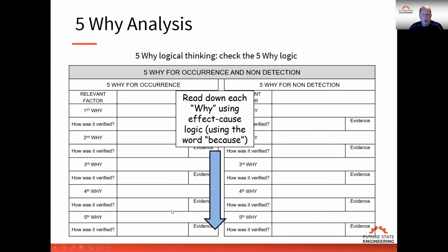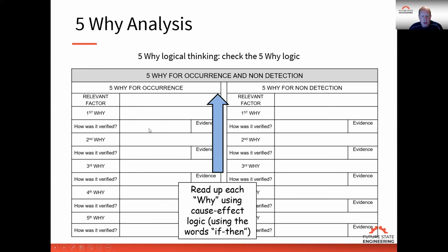So when we do that, we want to read down our logic. So we read down our cause and effect diagram using effect cause logic. So we're going from the effect to the cause. So we use the word because between our statement and our answer to our why. Then we can also check the logic reading up using cause and effect logic, and we read that using if-then. It needs to read correctly both ways in order for the logic to be solid.